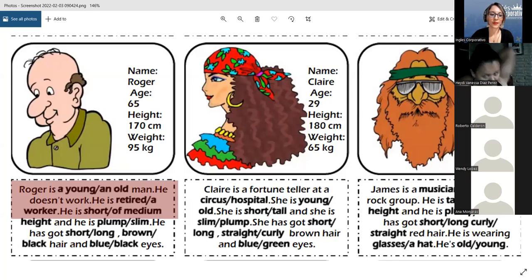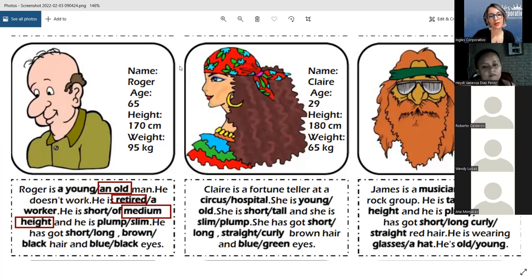Old man, he doesn't work. He's a retired worker. He is of medium height. And he is slim. He has... no, he has got short. He is short or slim? Slim. You think so?